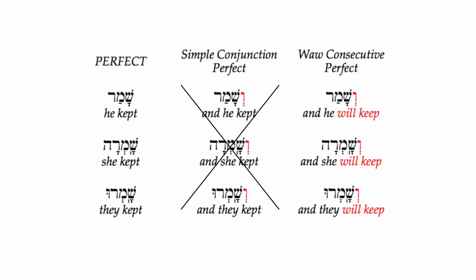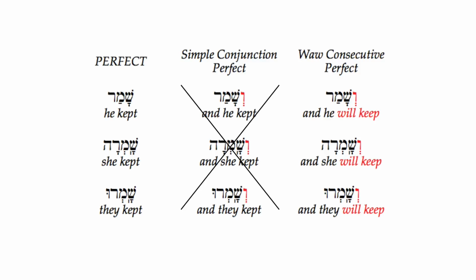So we can cross out the whole center category of this type of verbs, and we can expand your verbal usage, keeping the same three basic forms to cover both past tense and future. So past tense, when the perfect is by itself: shamar, he kept; shamara, she kept; shamaru, they kept. With the conjunction, any perfect will become present or future.